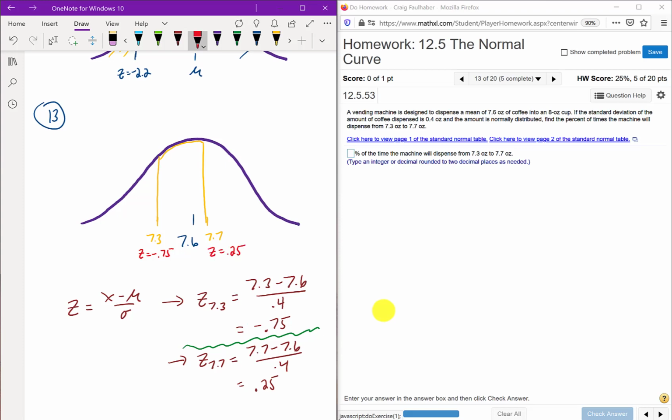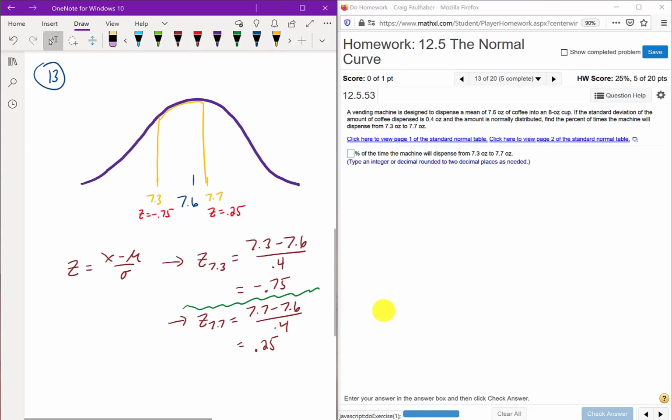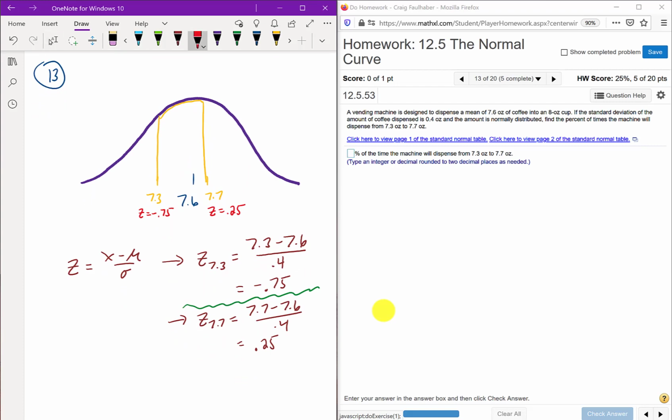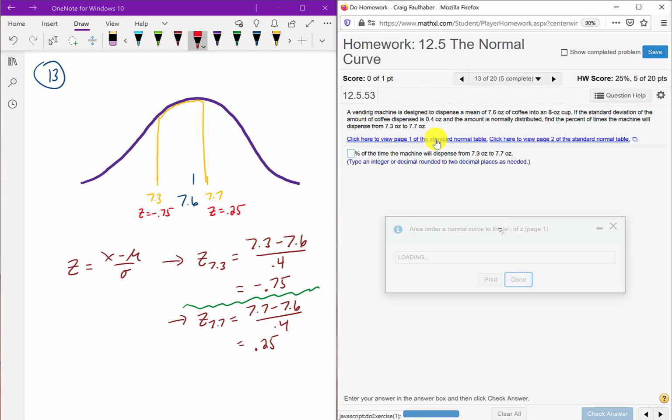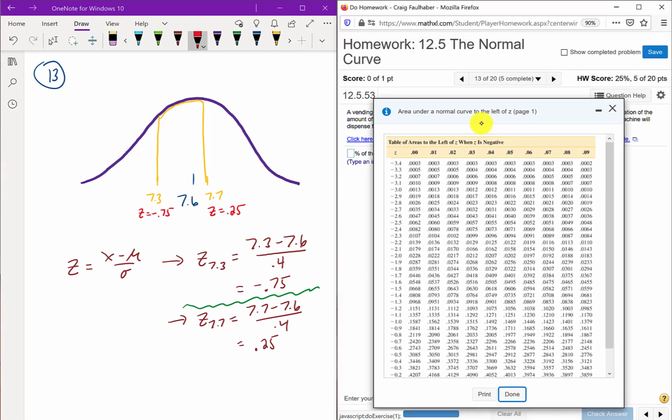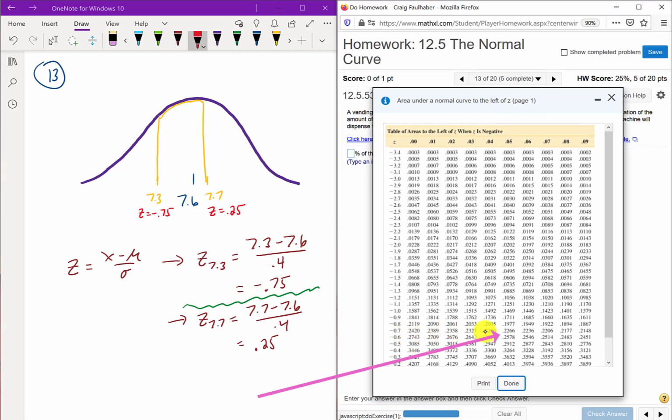Now we're going to look up this z-score in our table, and we're going to look up this other z-score in our table. We're going to subtract those two values that we get from the table, and that's going to give us the area that we want. Let's actually do it. First, I'm going to look up negative 0.75 in the first page of my standard normal table because it's a negative z-score. If I look up negative 0.75, that would be right here.